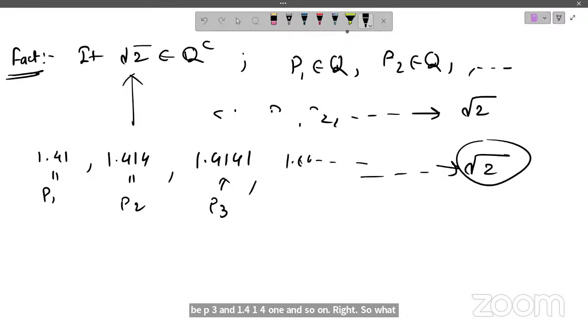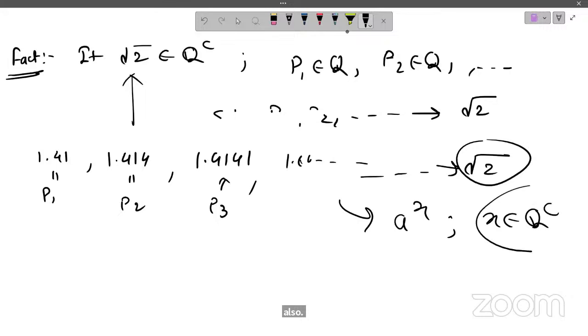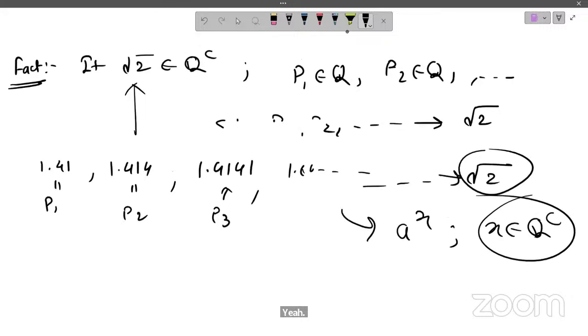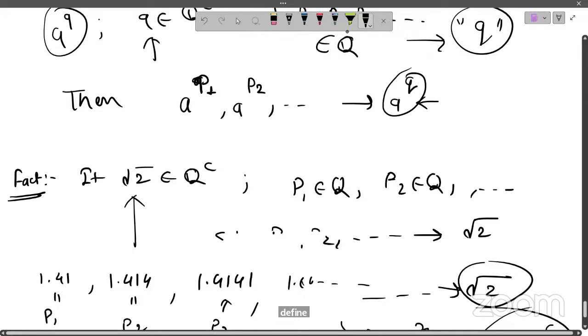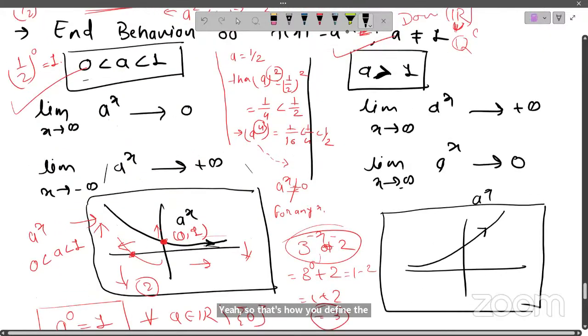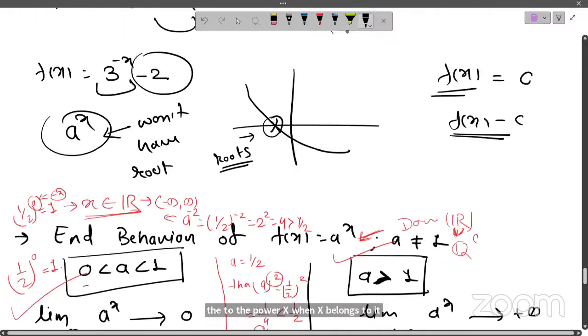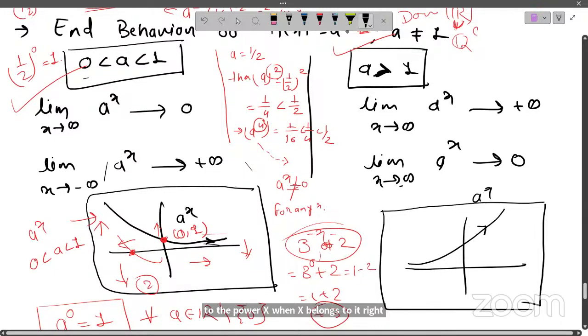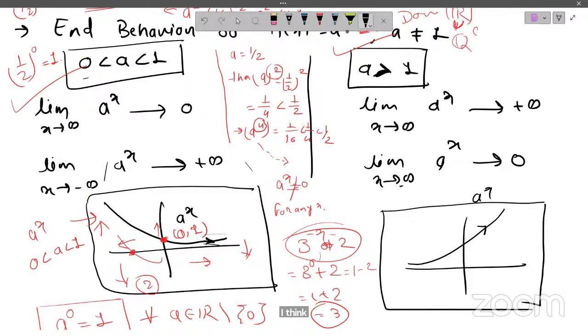I think you have discussed this this week also. Oh, okay, got it. So that's how you will define a to the power x when x belongs to irrational numbers. You will recall that in the first lecture of this week we also discussed this, that how you could define the power of some number when the power is irrational. Then you can follow up the sequence and you will get your answer.